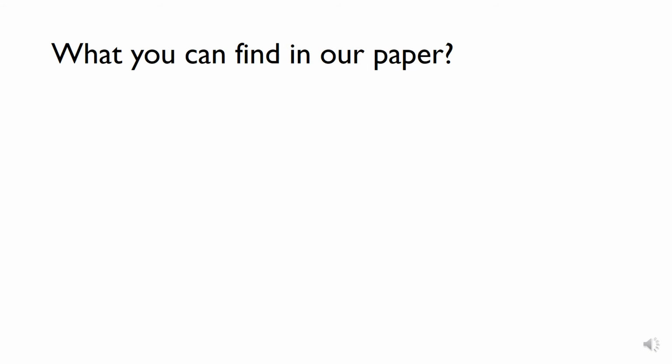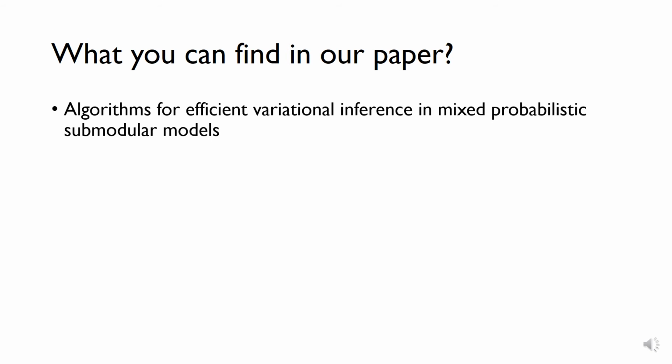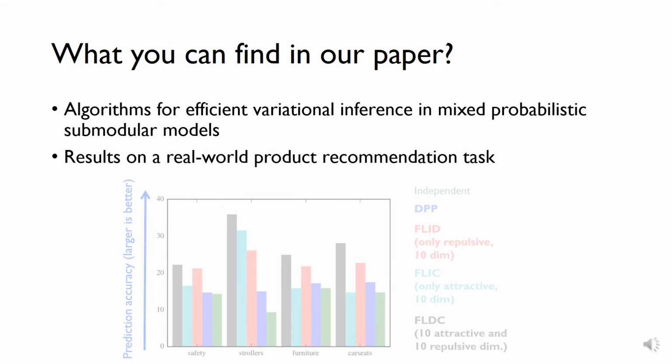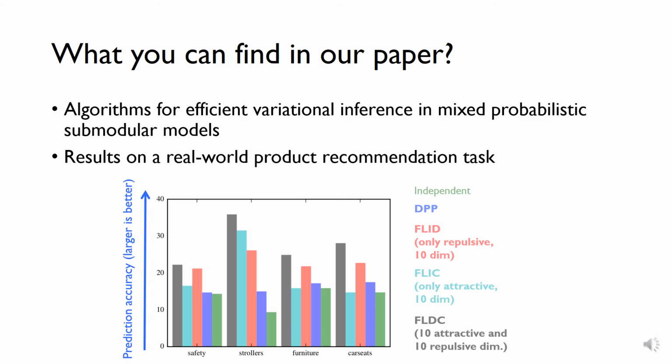In our paper, we present algorithms for performing variational inference in mixed probabilistic submodular models. These algorithms build upon the idea of carefully approximating certain differential structures associated with the submodular functions used for defining our model, enabling tractable approximate inference methods. We demonstrate the effectiveness of the proposed methods on a real-world product recommendation task, achieving significant performance improvements compared to several baselines.